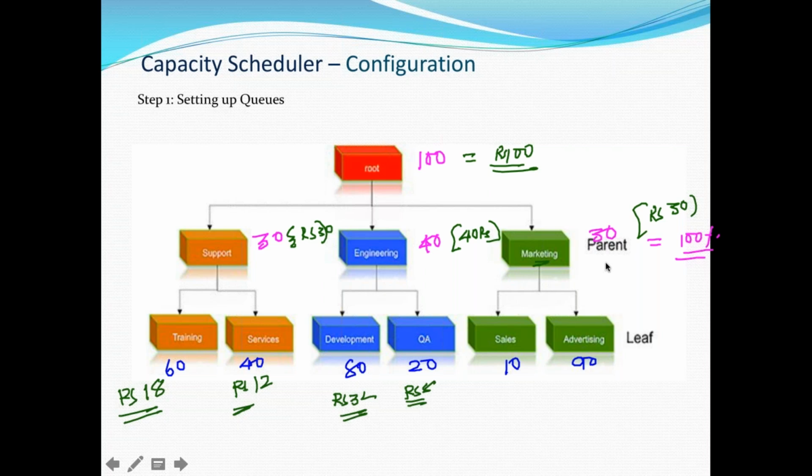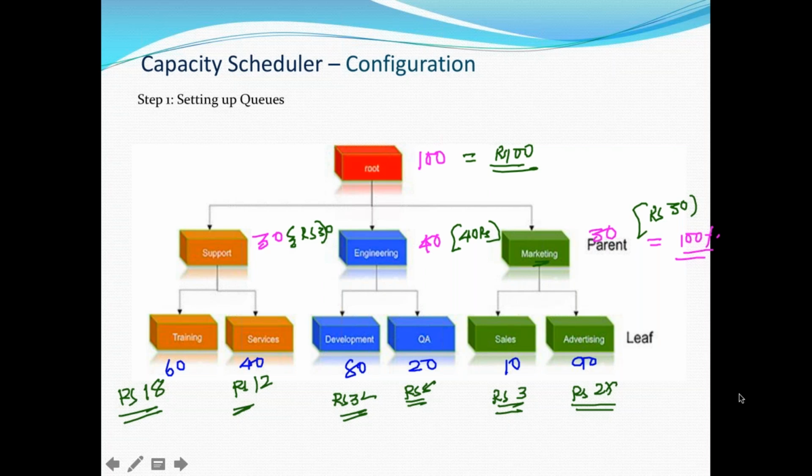Marketing, 30%, 10% would be 3 rupees will be given to sales, and 27 rupees will be given to advertisements. So this is how the resources are actually divided among the various queues. It is not with rupees, it will be with respect to your resources like memory or CPU and everything. So this is how. So constraints.